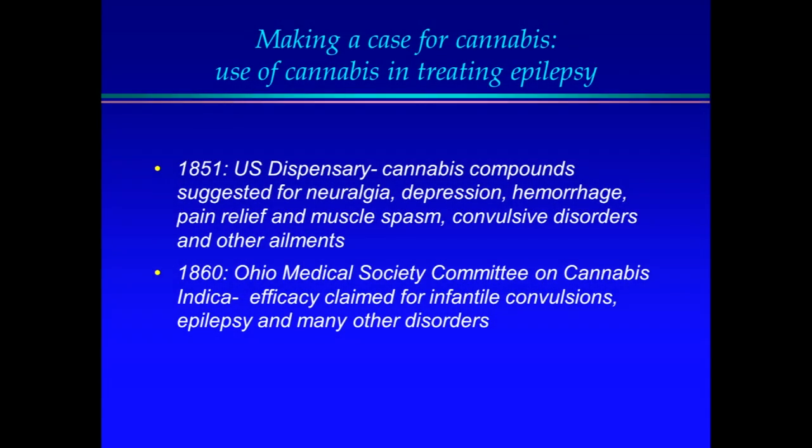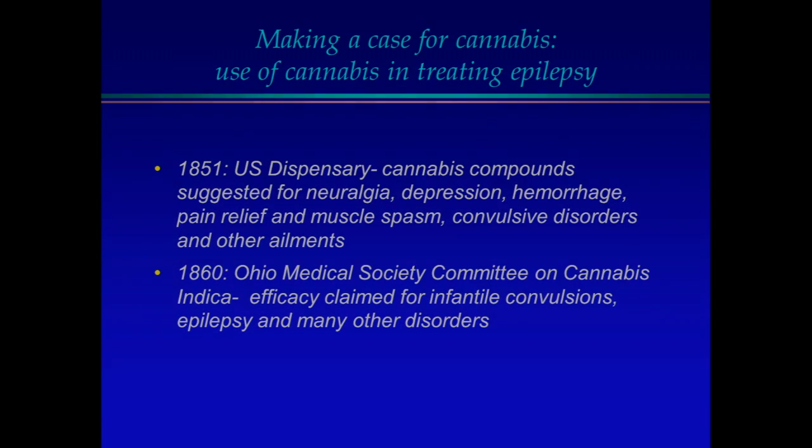In 1851, in the U.S. dispensary, cannabis compounds were suggested for several disorders, including neuralgia, depression, hemorrhage, pain relief, muscle spasm, convulsive disorders, and other ailments. And in 1860, the Ohio Medical Society reported on cannabis, and efficacy was claimed for infantile convulsions, epilepsy, and many other disorders. And then things changed, and I think we can thank my country for this.